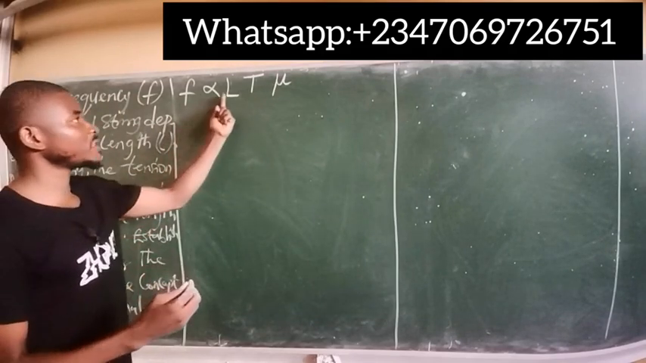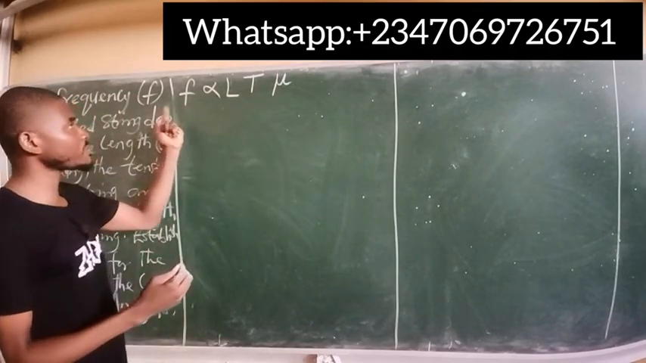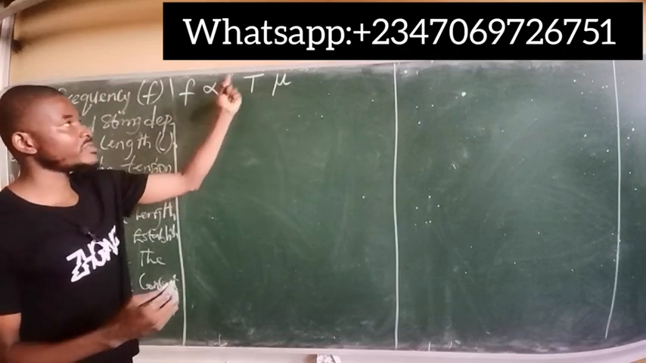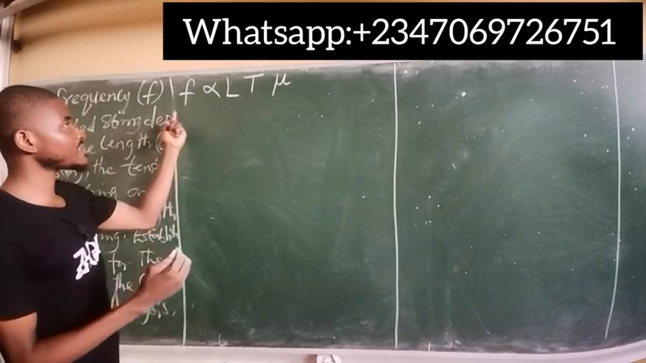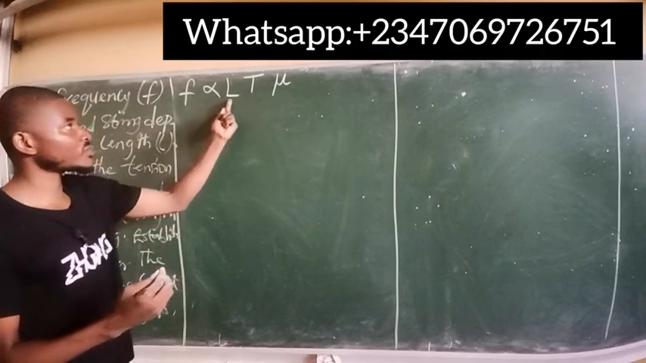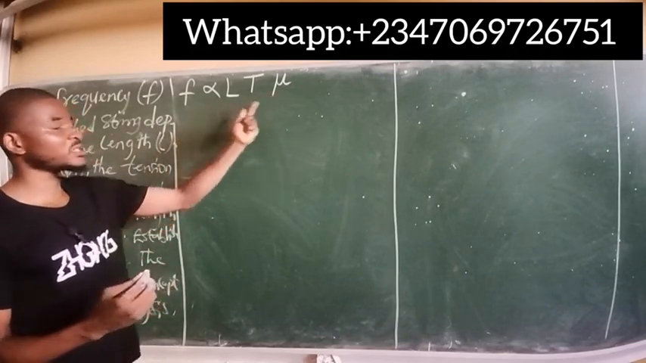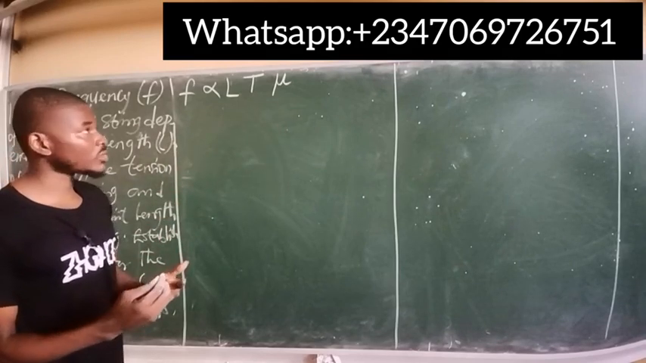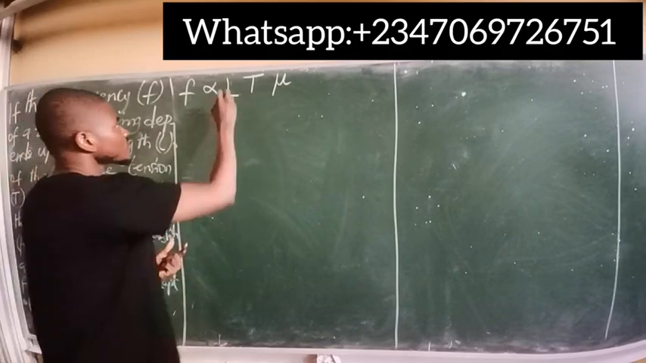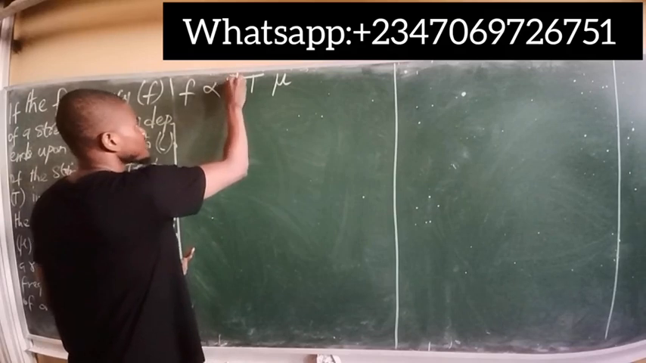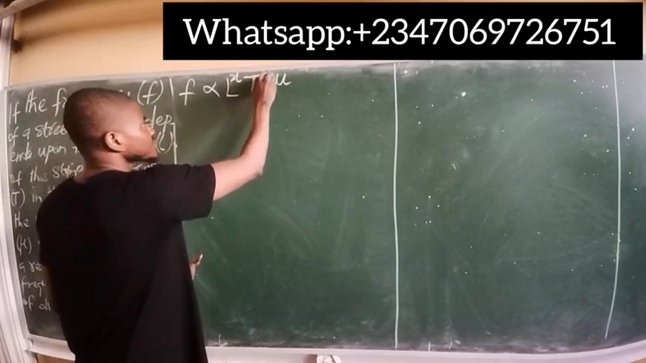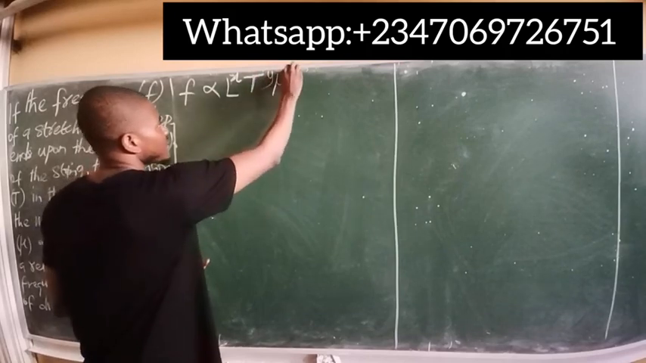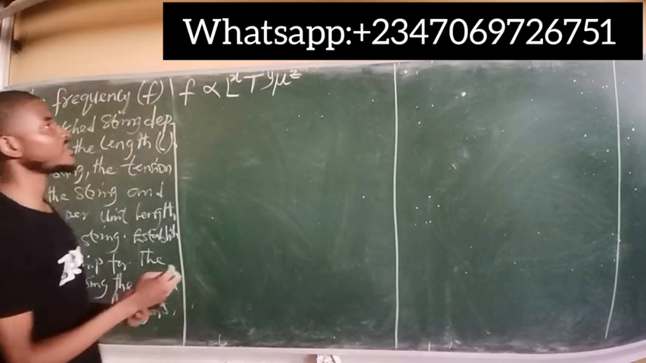I said that if you're able to establish this relationship, the next thing to do is to raise these independent variables, because here frequency is depending on these variables, which makes them independent variables. So the next thing is to raise these independent variables to unknown powers. Let's raise them to x, y, and z. So it becomes L to the power of x, T to the power of y, and mu to the power of z.